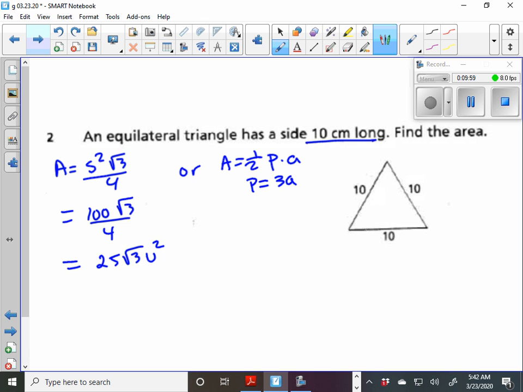For the second one, our perimeter is 30. We don't know the apothem, but we could certainly find that out because this is a 30, 60, 90 triangle, right? This is now your 30-degree angle. If that's 5, this is 5 root 3. So the apothem is 5 root 3. And now I can plug it into the formula. 1/2 times 30 times 5 root 3. Half of 30 is 15.